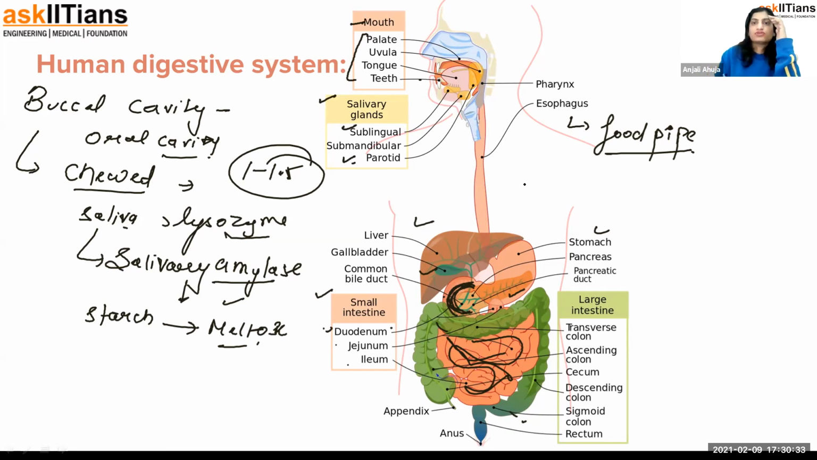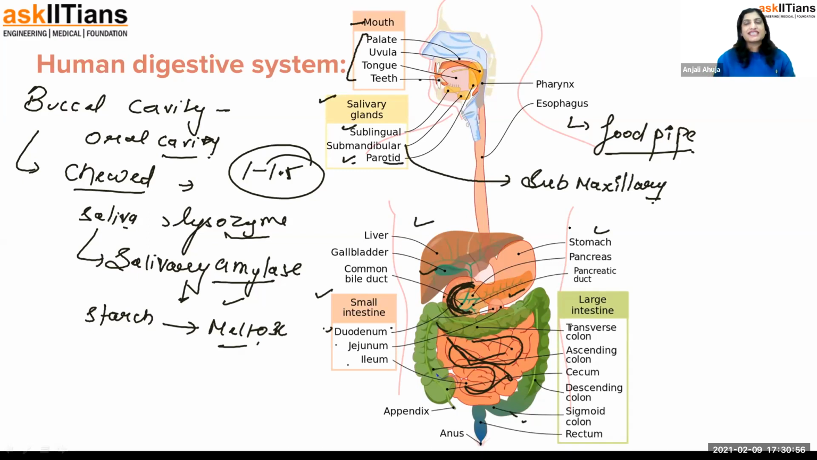Submandibular, I'm writing here. This is also known as submaxillary. Remember the name, guys, for NTSC especially. Then there is the parotid gland. Parotid is on the back side, nearby. Sublingual is below the tongue, and parotid is this area.